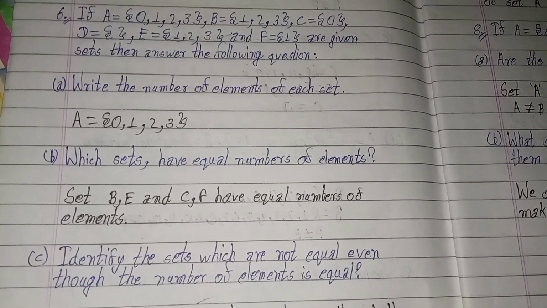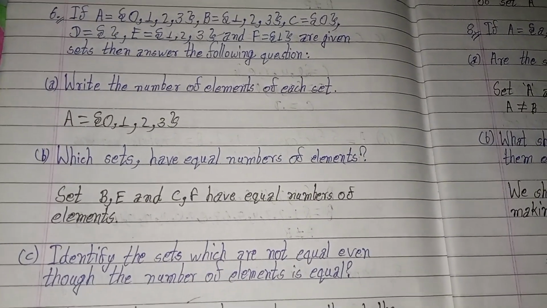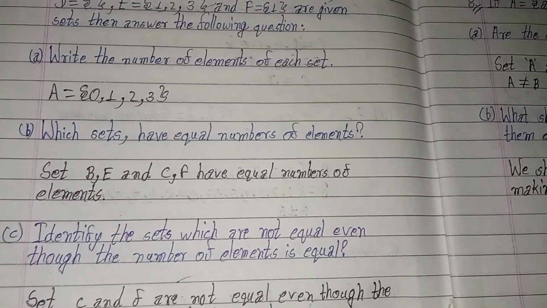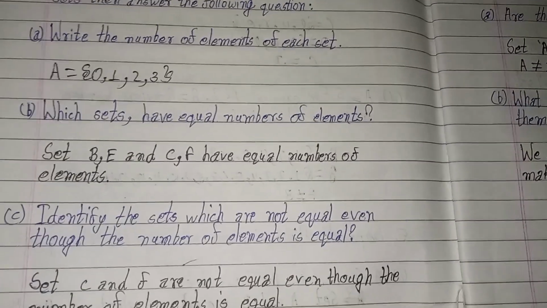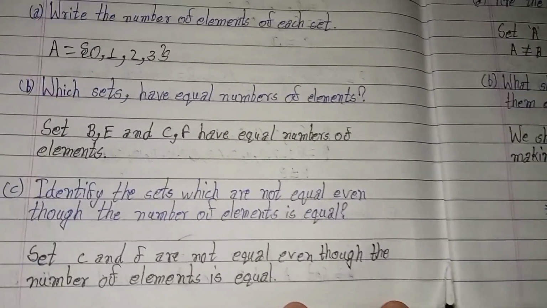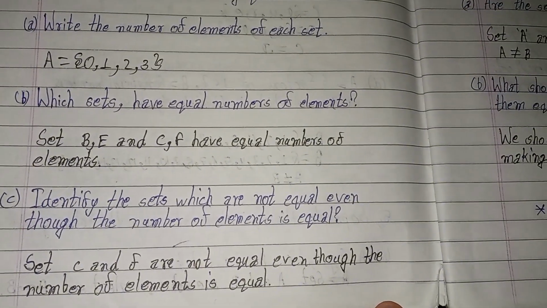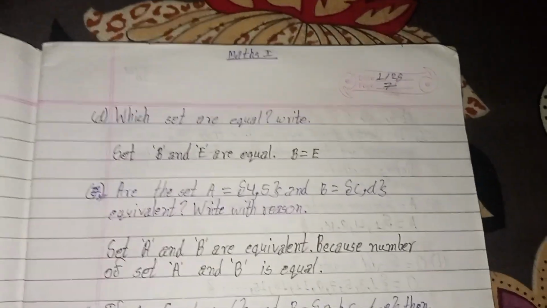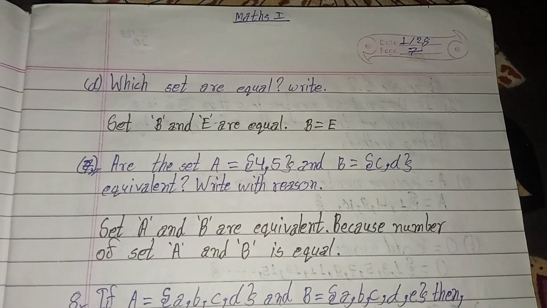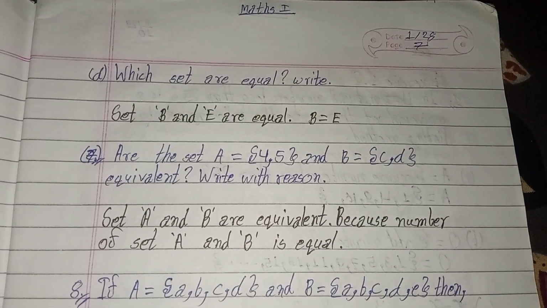C: Identify the sets which are not equal but the number of elements is equal. Sets C and F are not equal but the number of elements is equal. D: Which sets are equal? Sets B and E are equal.